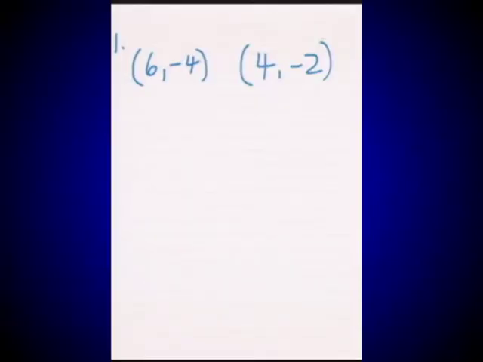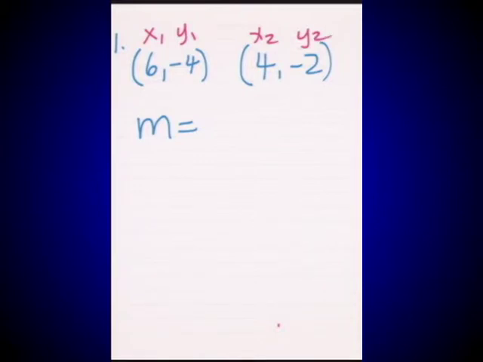Here's our first problem. I've written down the 2 points, 6, negative 4, and 4, negative 2. And remember our slope formula. The slope is Y sub 2 minus Y sub 1. So why don't we label these so that we know which is Y sub 2 and which is Y sub 1. Okay, we'll label this point our first X and our first Y. This point our second X and our second Y.